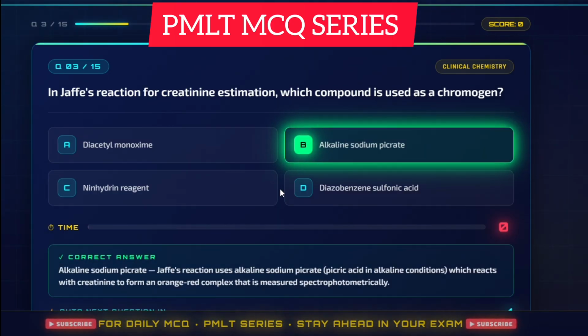The correct answer is B. Jaffe's reaction uses alkaline sodium picrate, picric acid in alkaline conditions, which reacts with creatinine to form an orange-red complex that is measured spectrophotometrically.